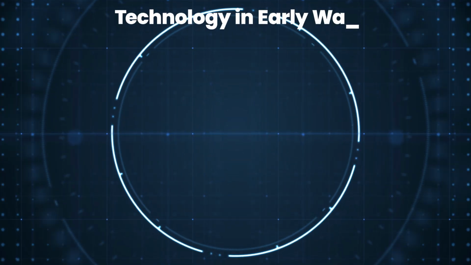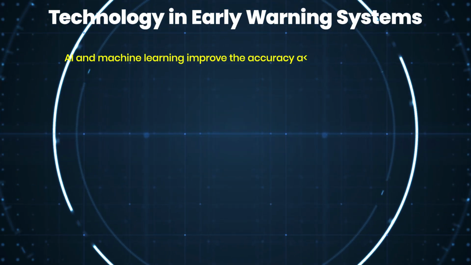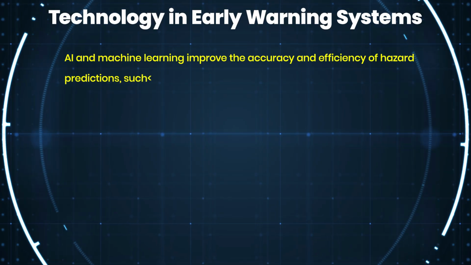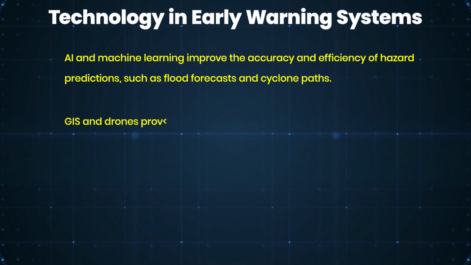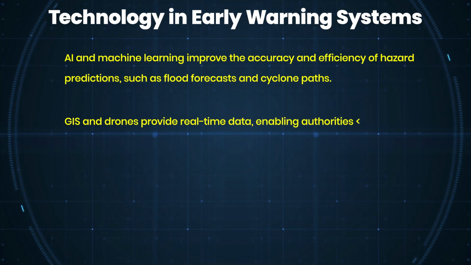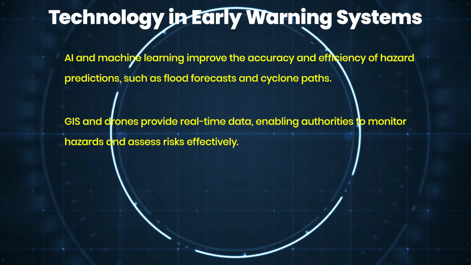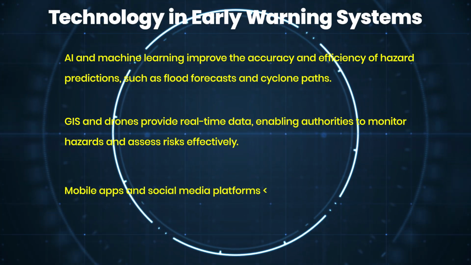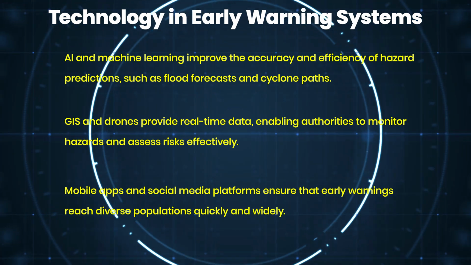Then what are the technologies available for early warning systems? AI and machine learning can improve the accuracy and efficiency of hazard prediction such as flood forecast and cyclone path. GIS and drones provide real time data, enabling authorities to monitor hazards and assess risk effectively. Mobile apps and social media platforms can ensure that early warning reach diverse populations quickly and widely.